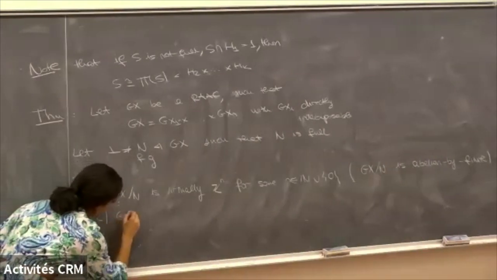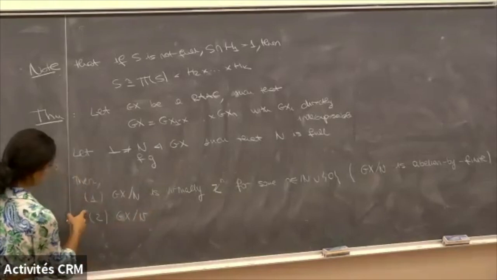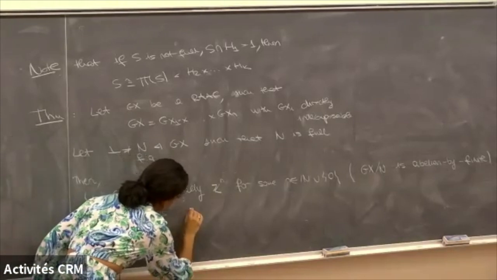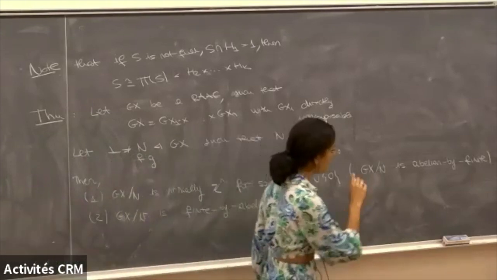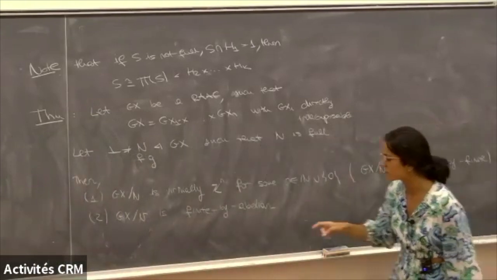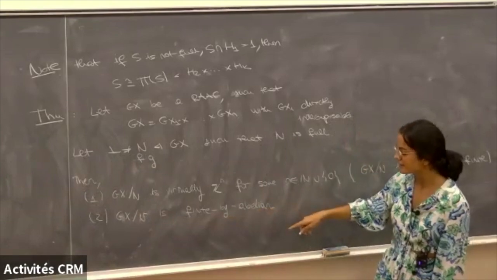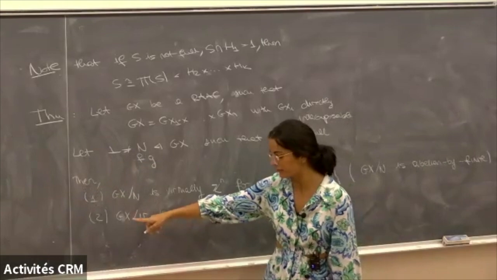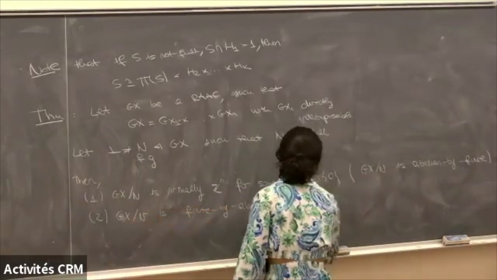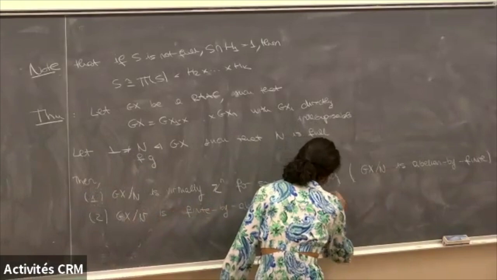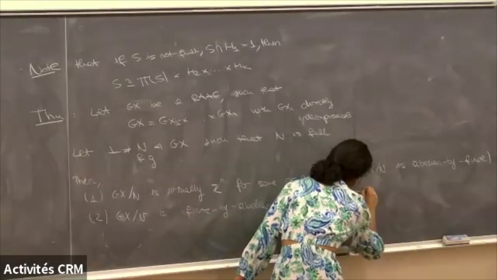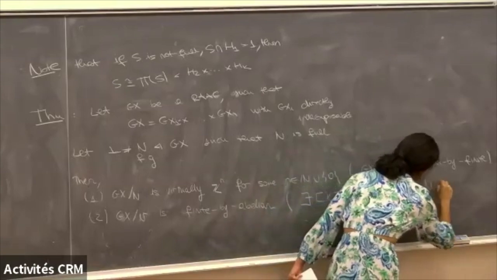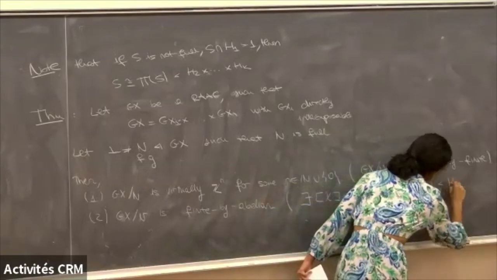So this second thing implies the first one. This is finite by abelian. Maybe a fancier way of saying that this quotient is finite by abelian is that N will be commensurable to the kernel of a character. Here what I'm saying is that there exists a character in my first invariant such that N is of finite index in the kernel.